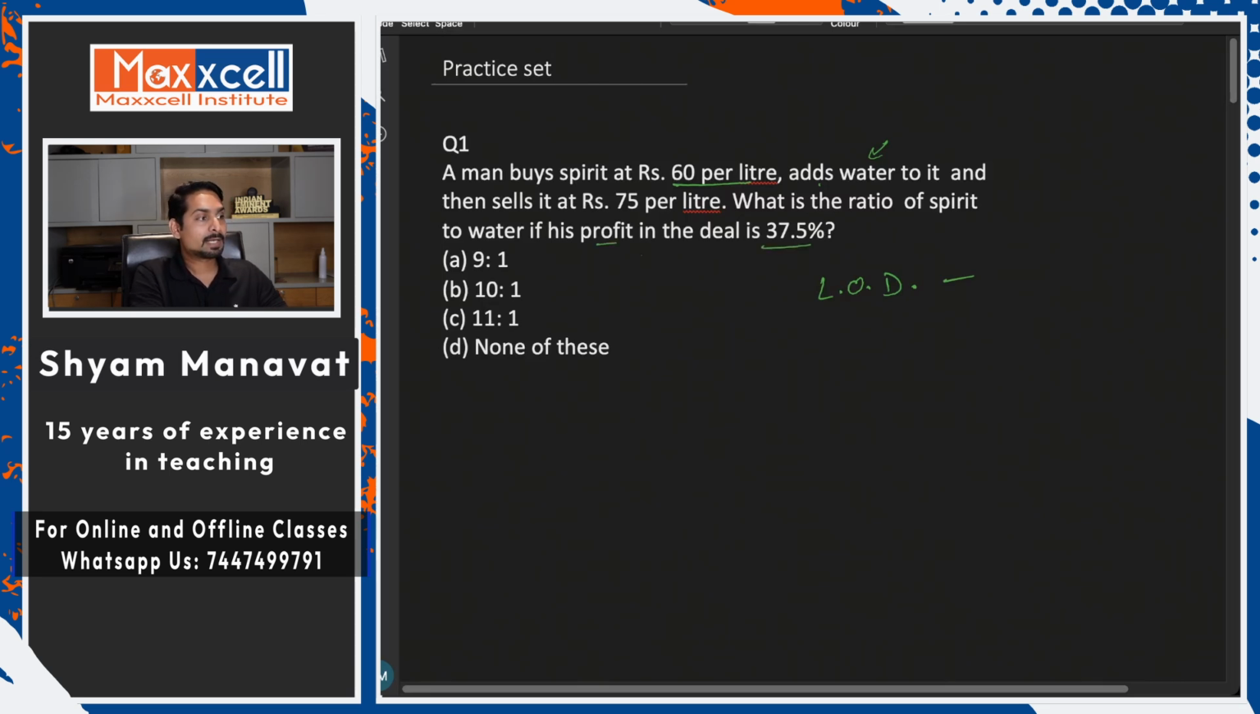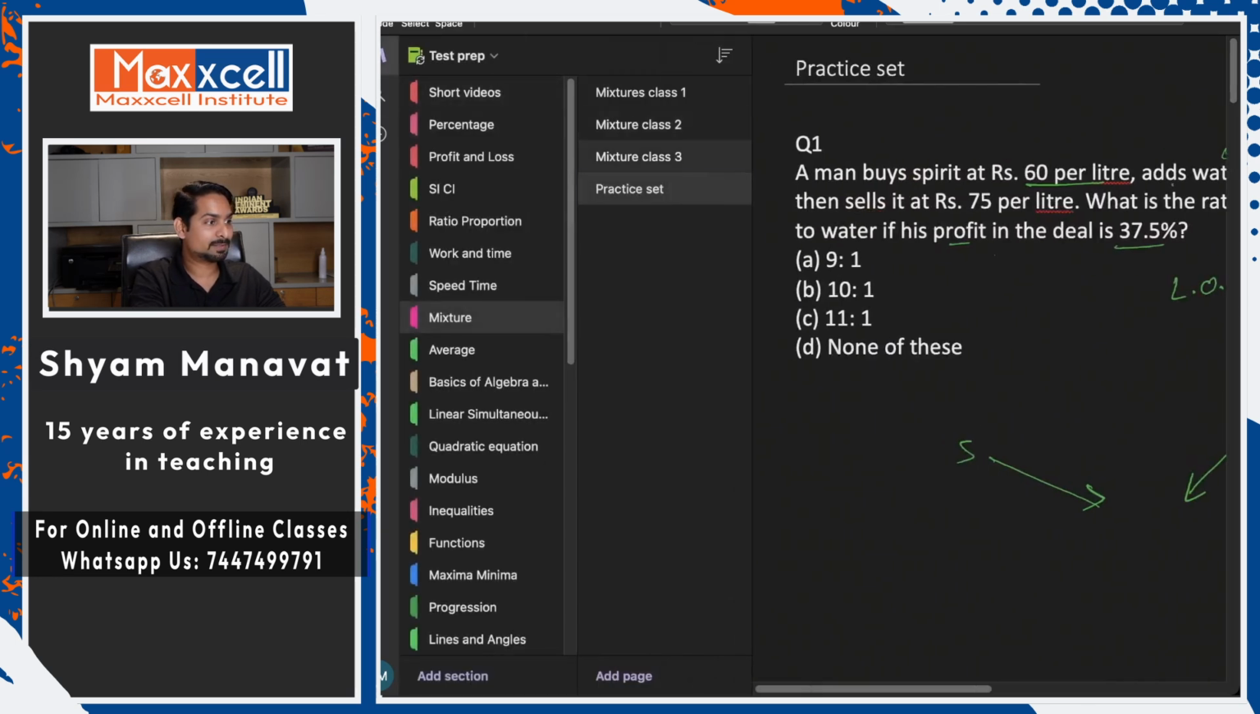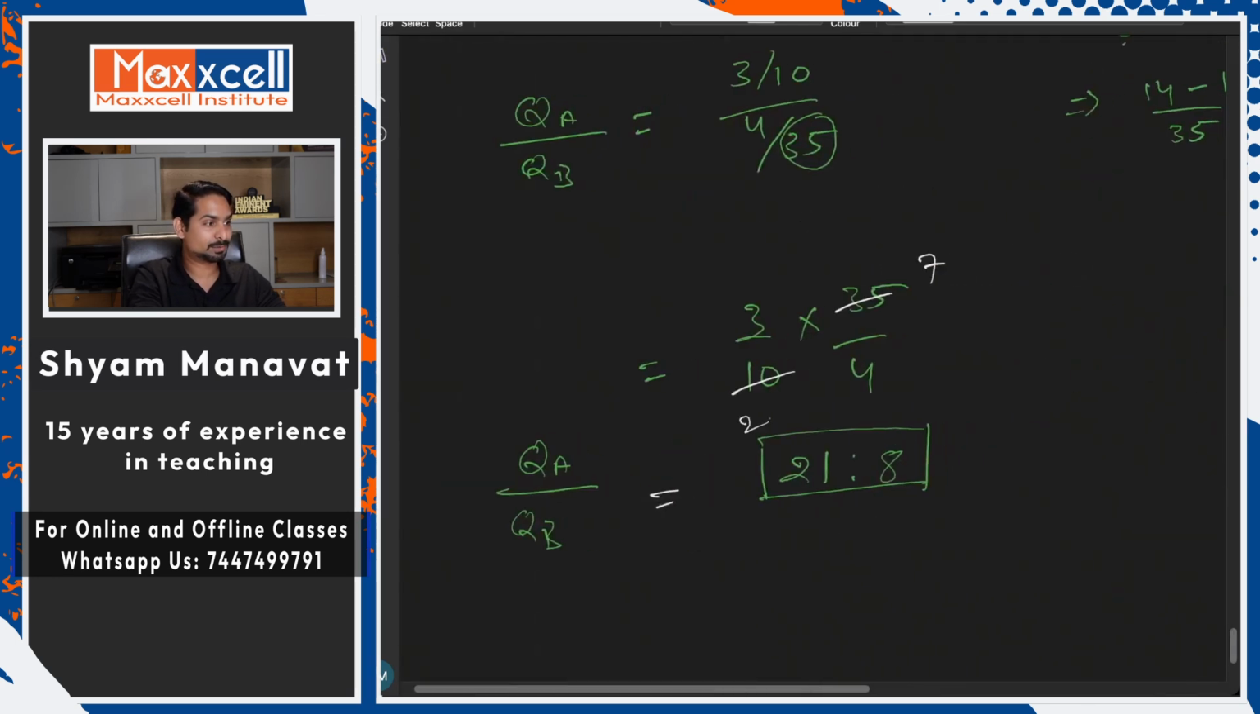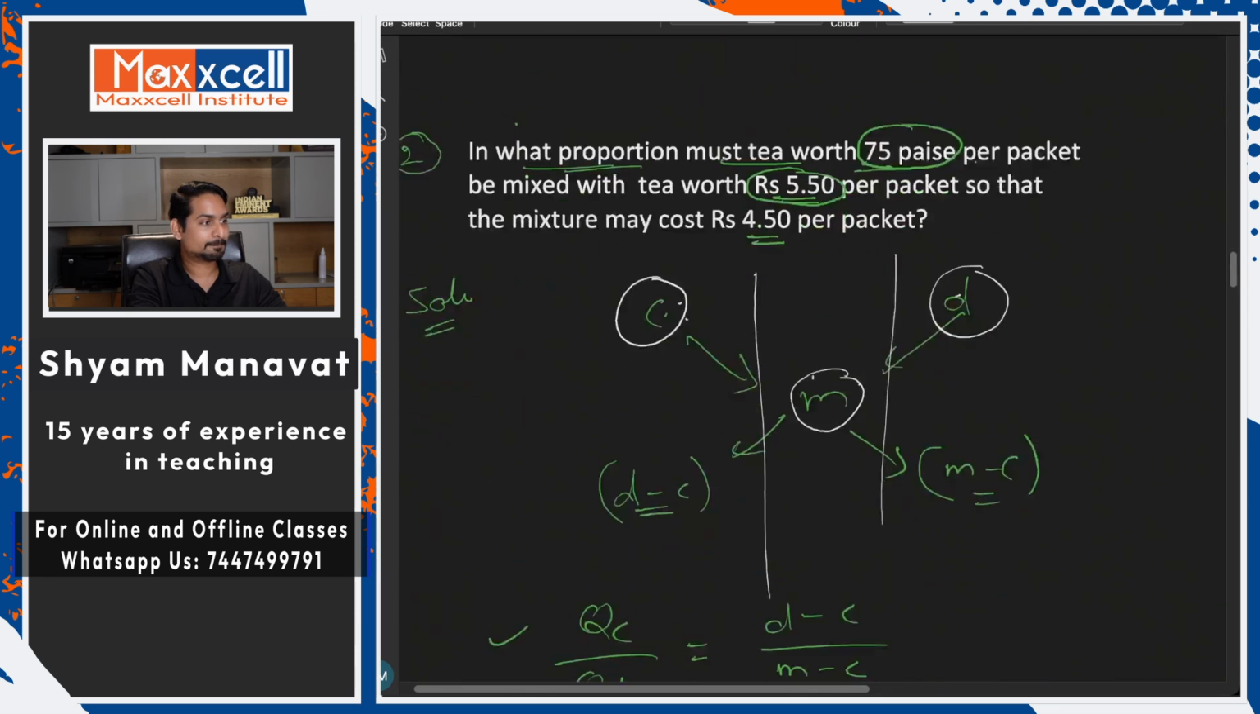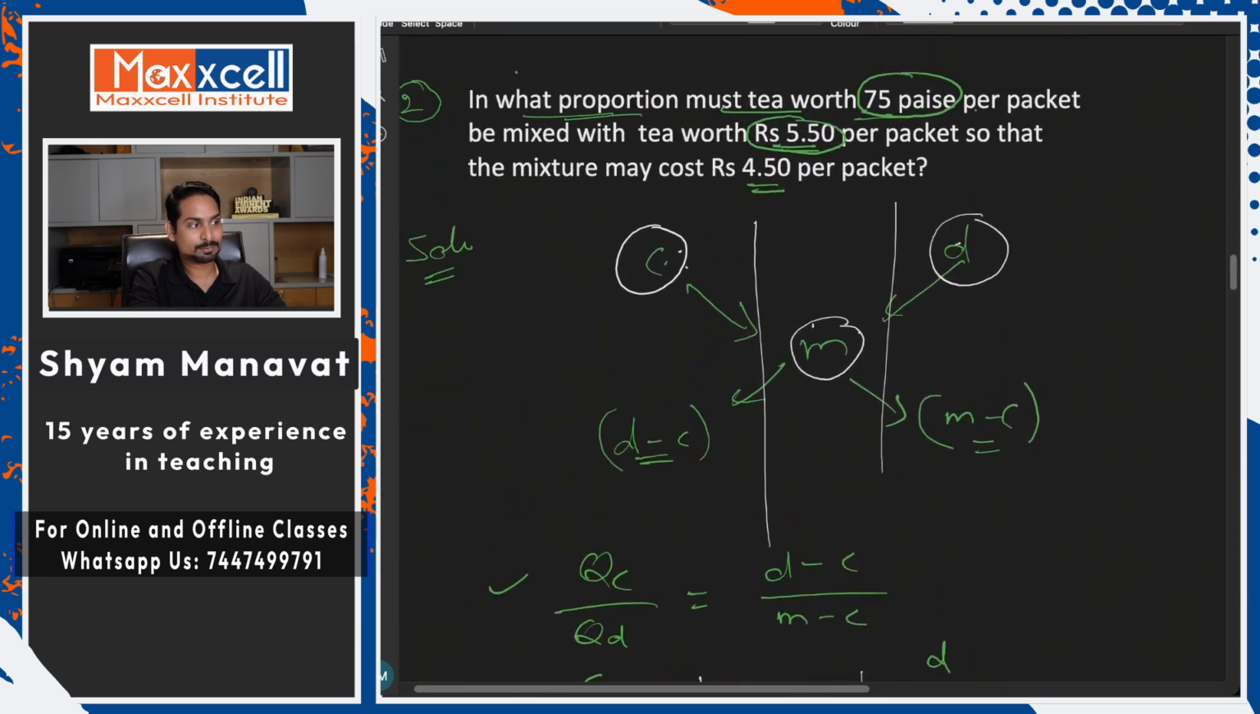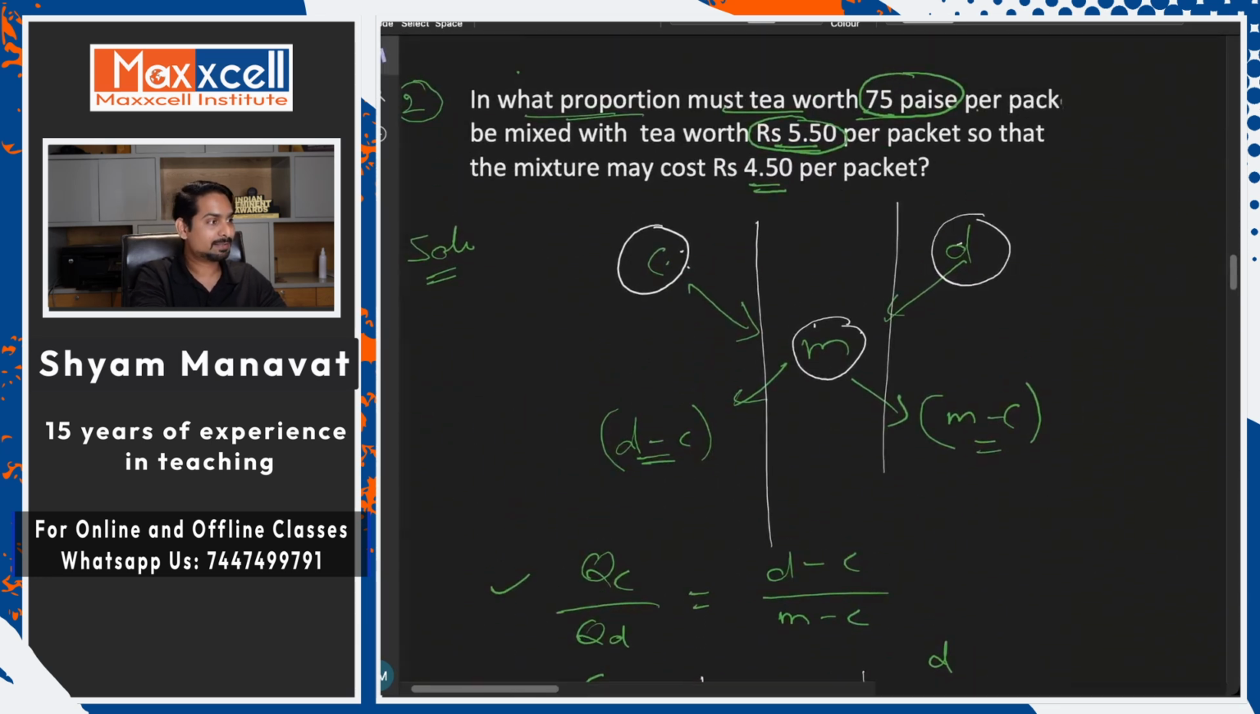Alright. Now, what is happening here? This man got spirit and water and he is mixing both of them. Correct? So, doesn't it look like the alligation rule of mixture and solution? Alligation rule, which we discussed in lecture number 2. We have discussed this, right?